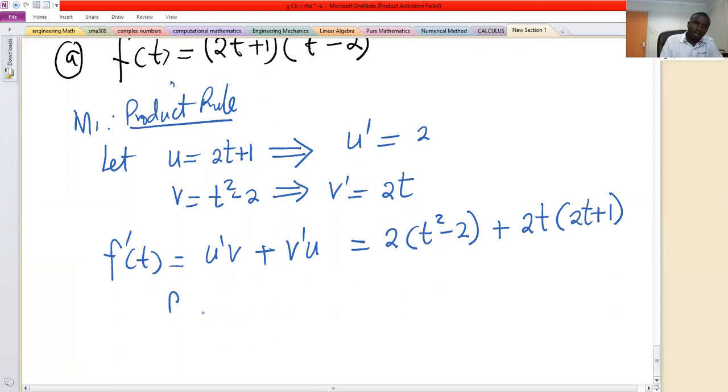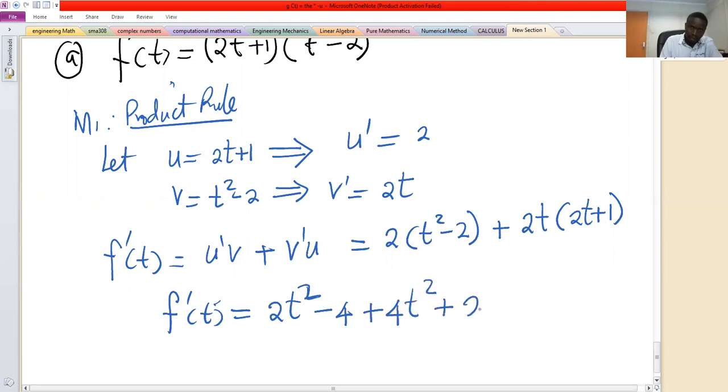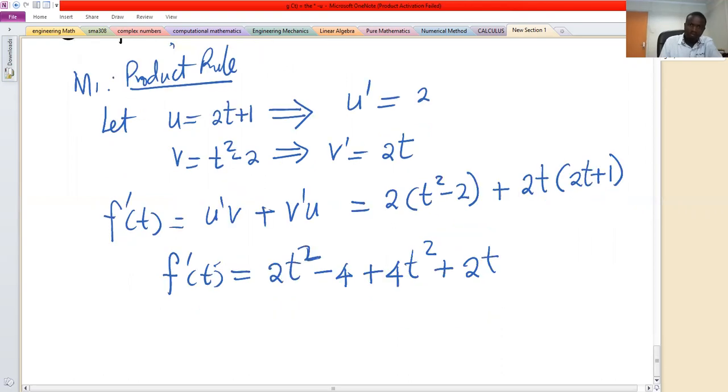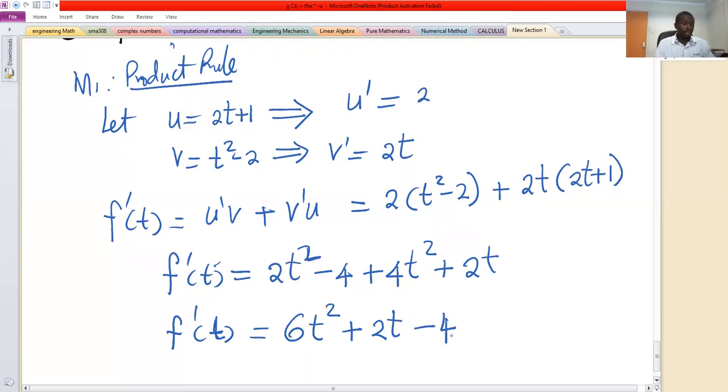So f prime of t will be 2t squared minus 4 plus 4t squared plus 2t. Now, when you collect like terms, f prime of t, 2 plus 4 is 6, then plus 2t, and then minus 4. So the answer will be 6t squared plus 2t minus 4. That's method 1 by using product rule.